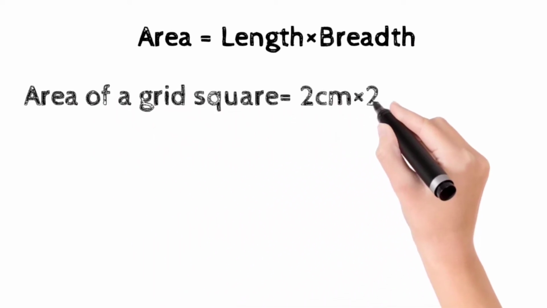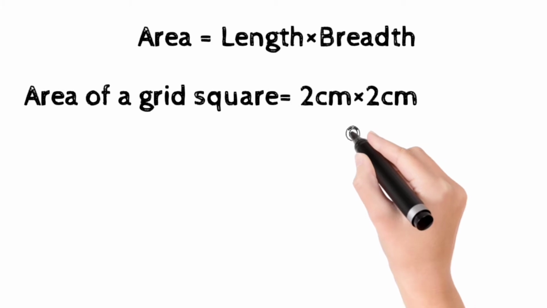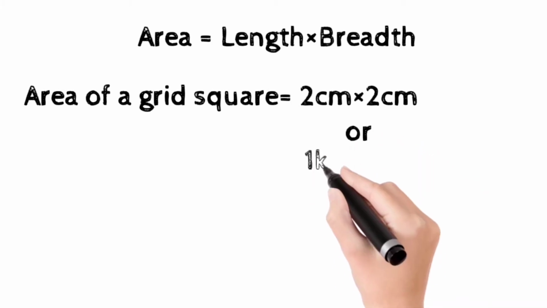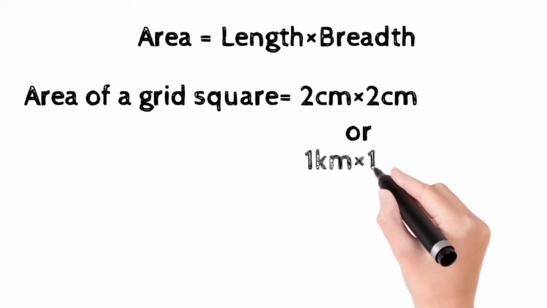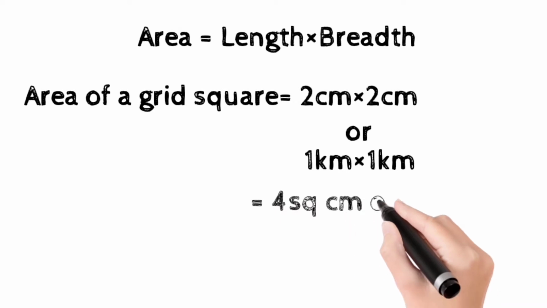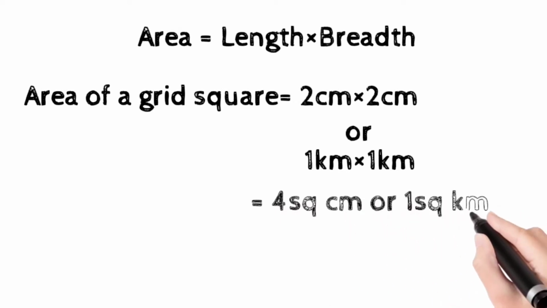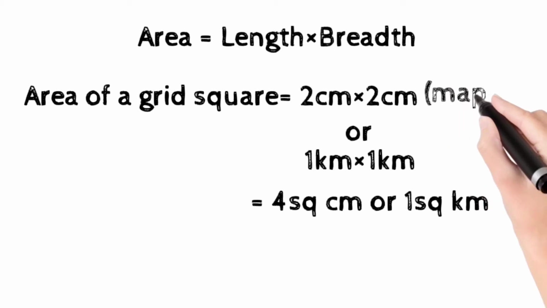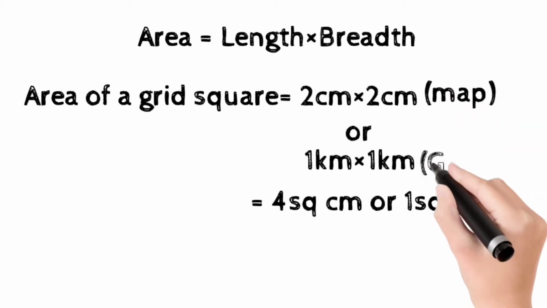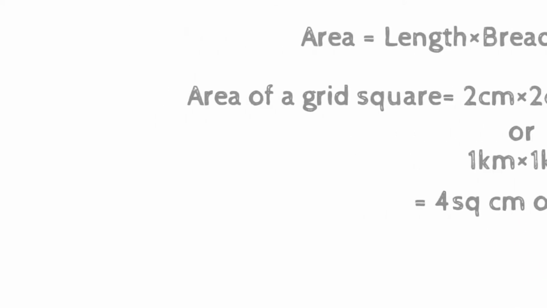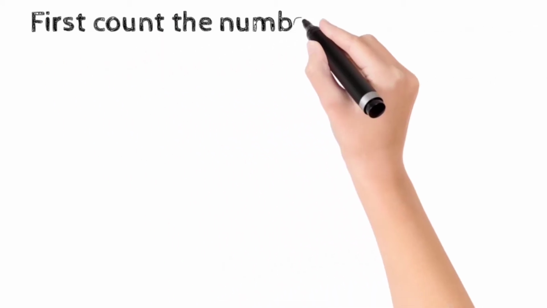On a topographical map, each grid square measures 2 cm into 2 cm. And since we know the 2 cm in the map is representing 1 km of the ground, we can say each grid square measures 1 km into 1 km. That is 1 square kilometer. It means each grid square has an area of 4 square centimeter in the map or 1 square kilometer in the ground.